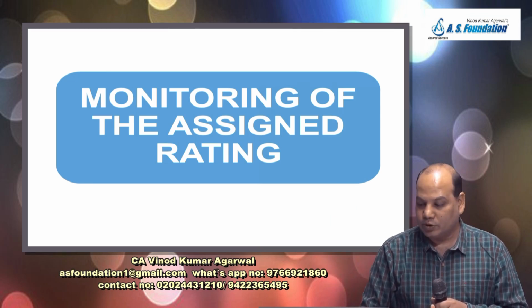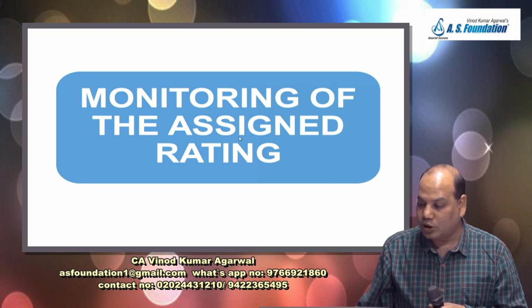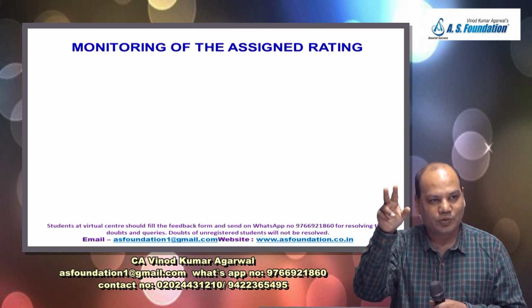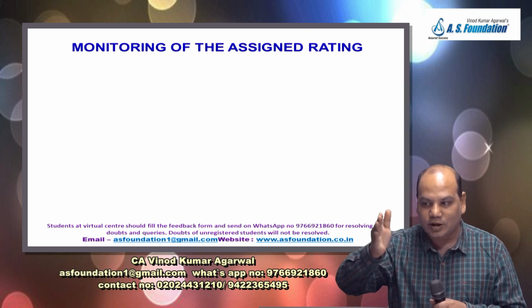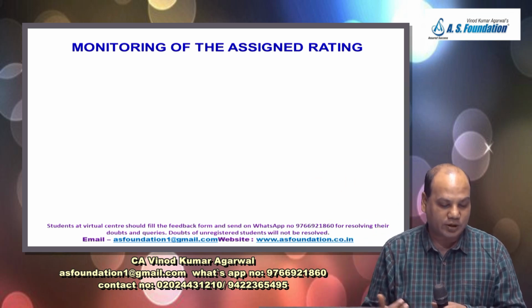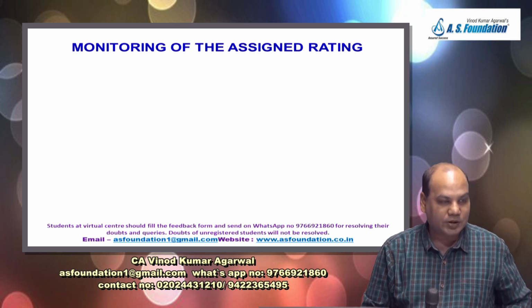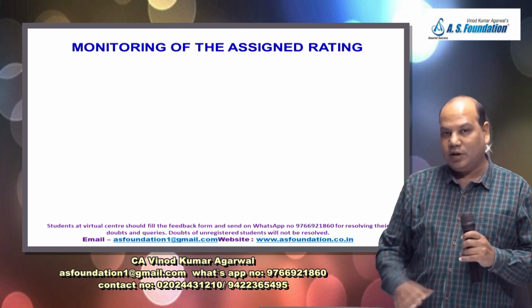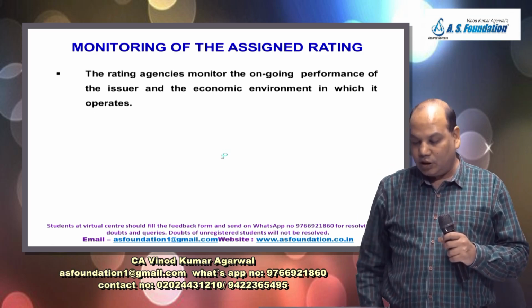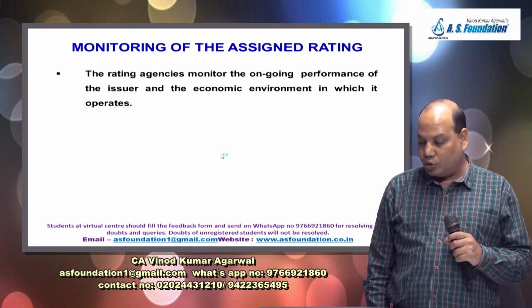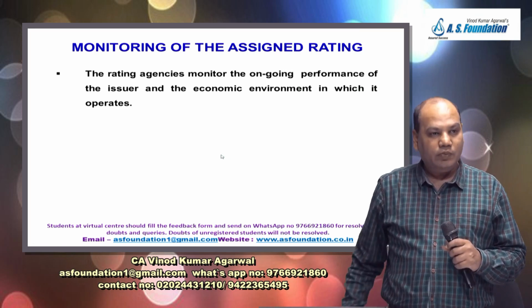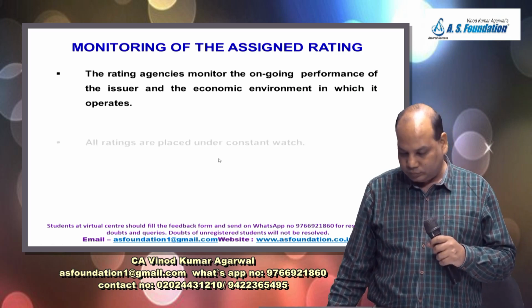Okay. Then next task is monitoring of the assigned rating. Task is not over. Out of 3 steps, 2 we have done. Pre-rating, rating. Now this is a part of post-rating. Point number F is a part of post-rating activity. Monitoring of the assigned rating: the rating agency monitors the ongoing performance of the issuer and the economic environment in which it operates.